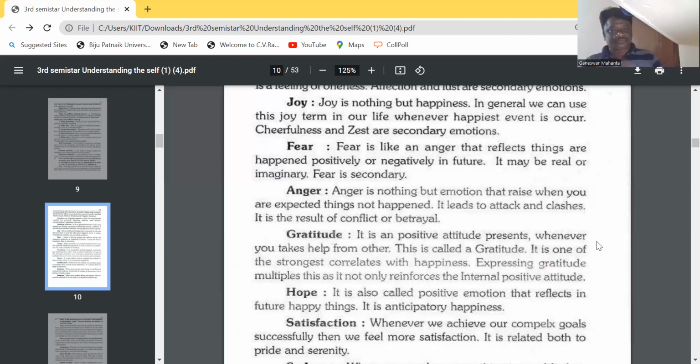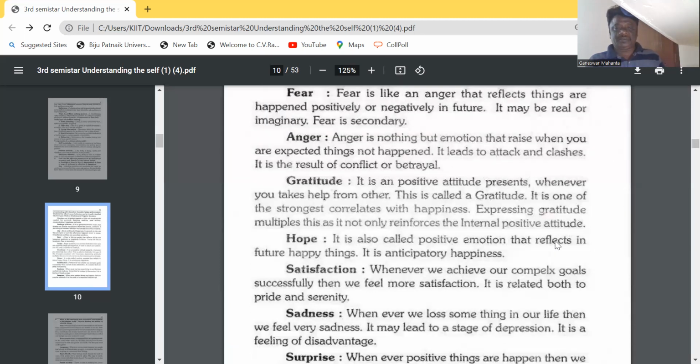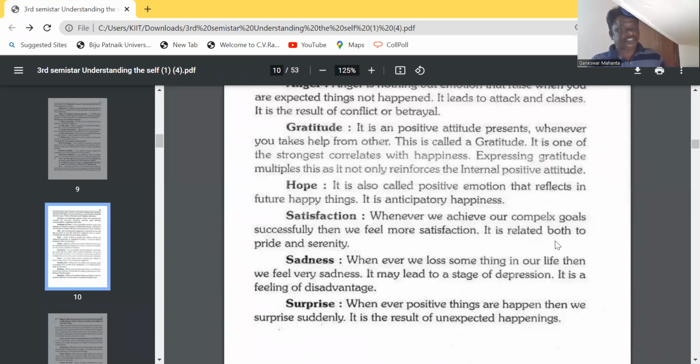Hope. Another point is hope. It is also called a positive emotion. Hope reflects future happy things. It is anticipatory happiness. Satisfaction: whenever we achieve our complex goals successfully, then we feel more satisfaction. It is related to both pride and sensitivity in our life.